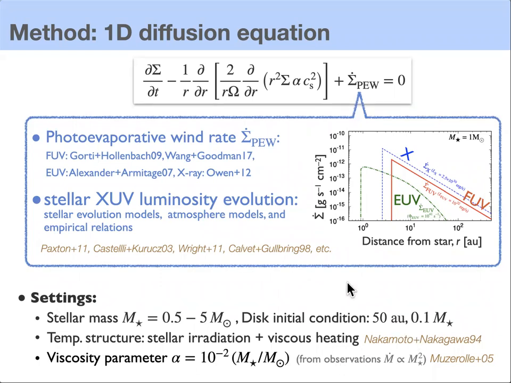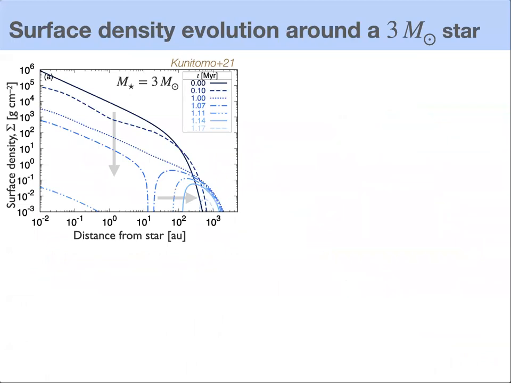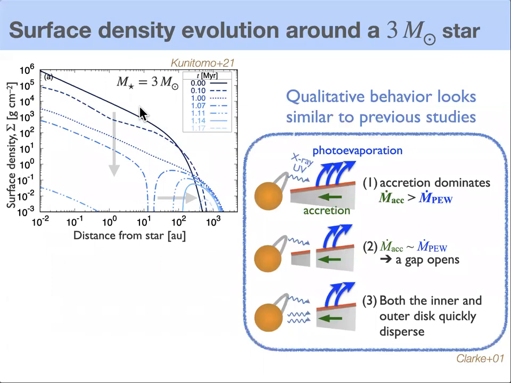So let's move on to the results. This figure shows the disk evolution around 3 solar mass stars in the radius surface density diagram. In this plot, the evolution looks similar to the standard picture. First, accretion dominates and surface density decreases with time. And once accretion rate decreases down to the photoevaporation rate, a gap opens. In this case, a gap opens at about 1 million years.